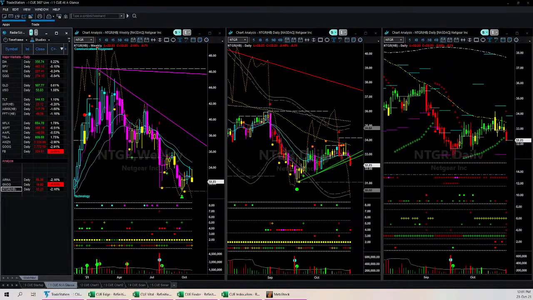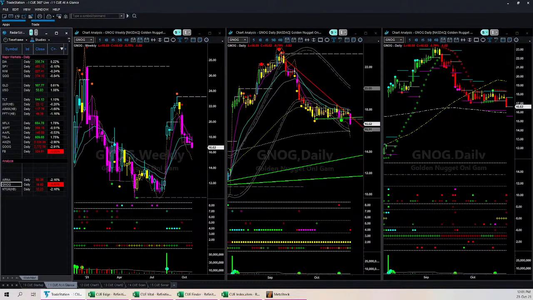One is this Netgear, has a breakdown. Weekly is still yellow. And then GNOG, weekly and daily, both are very bearish in every way. Also fundamentally GNOG is very weak, NTGR is not, so we could finally shortlist GNOG as a short candidate.